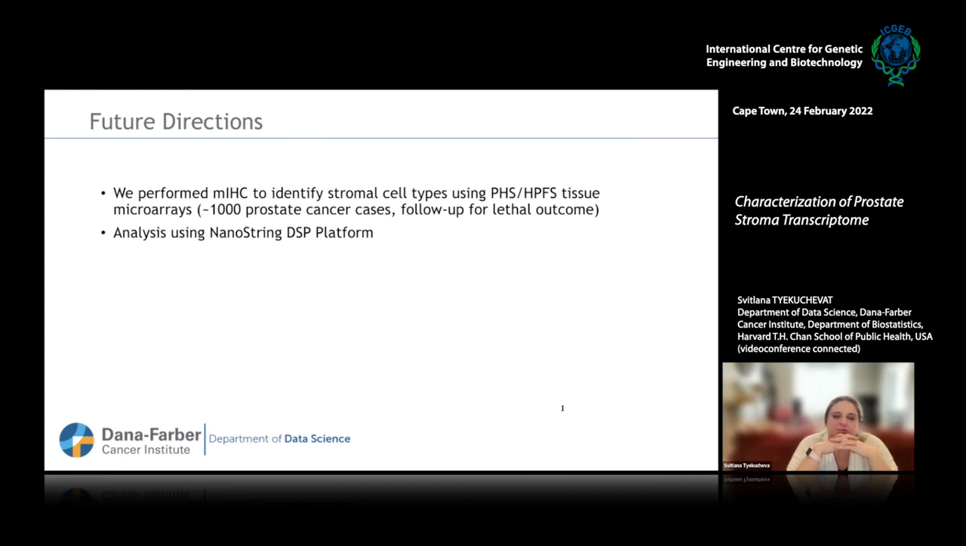As I told you at the beginning, the study of 25 cases using LCM took over 2 years, and with digital spatial profiling, we can do it much quicker, and we can have more regions of interest per sample. We can also study the tumor-stroma interface, as well as stromal gene expression as a function of distance from the tumor. So we're seeking to obtain funding for this project.